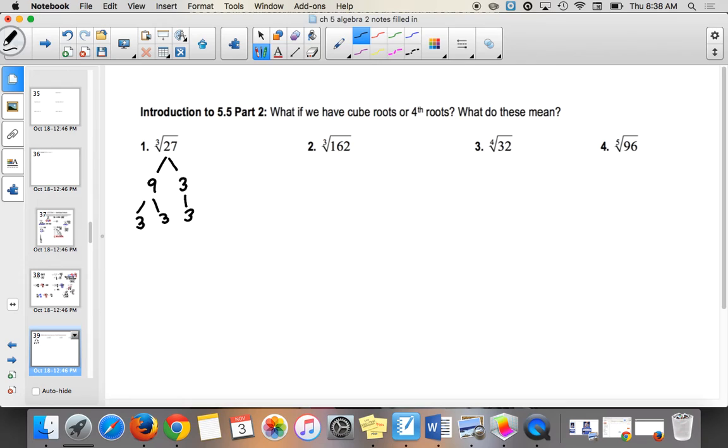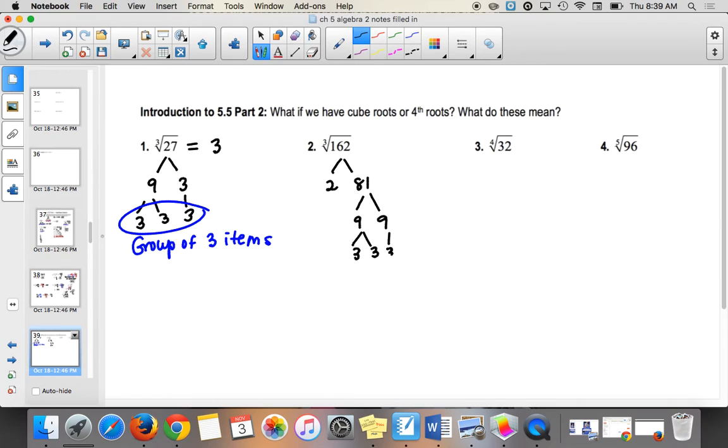But now instead of looking for a group of 2 items, a pair, we're going to look for a group of 3 items. So we have 3 times 3 times 3, right? That means when I take the cube root of 27, I'm going to get 3. But if I have 162, we break it up: it goes into 2 and 81. I have 9 and 9. I have 3 times 3, 3 times 3.